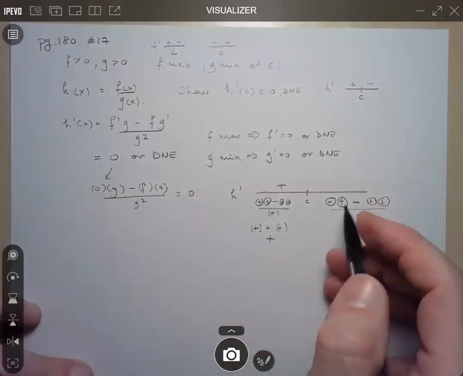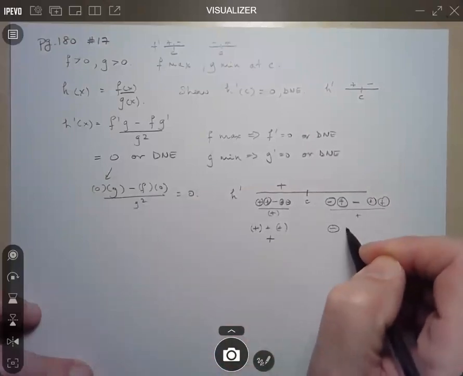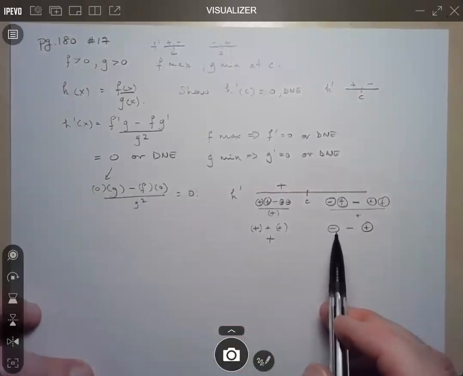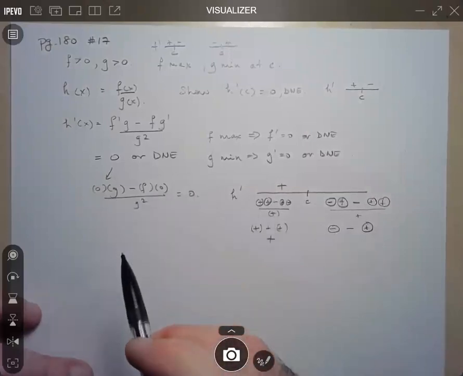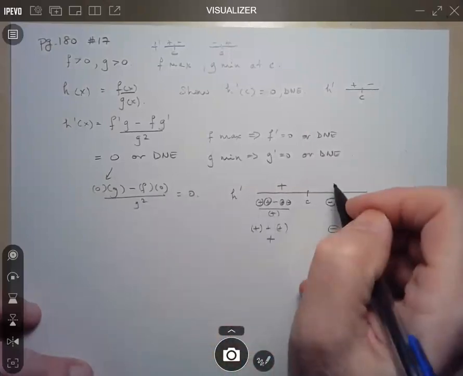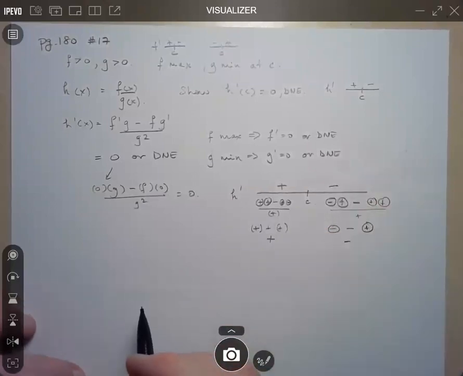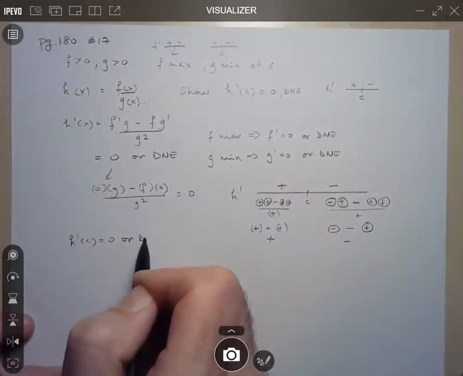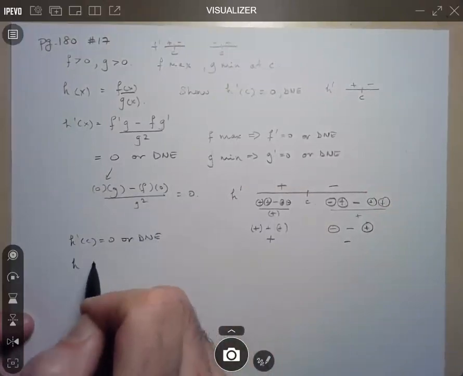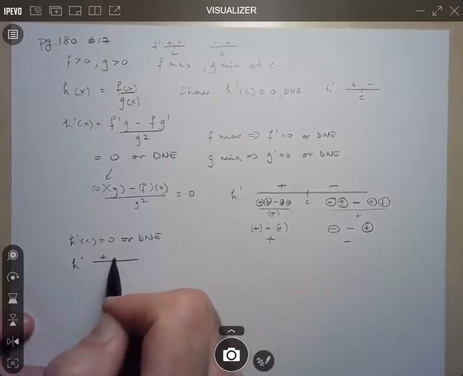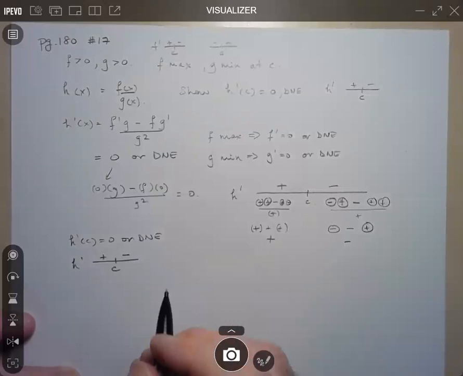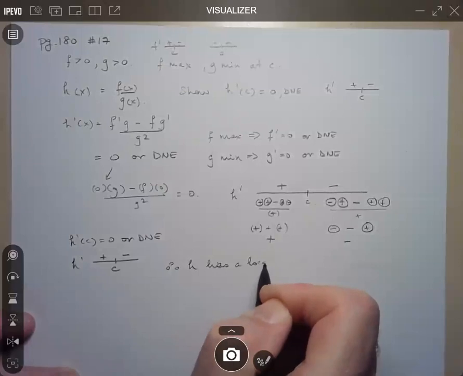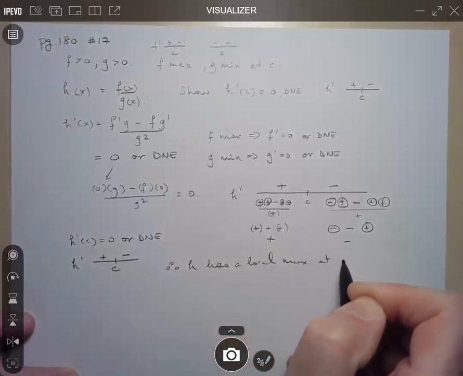Okay, and so here, what do we have? We have a negative number minus a positive number. And of course, what happens when I have a negative number and I subtract, say, 3 or 7 or 9, it's just going to get smaller and smaller. There we go. So we have shown that H prime at C is equal to 0 or does not exist. And H prime goes from positive to negative at C. Therefore, H has a local max at C.